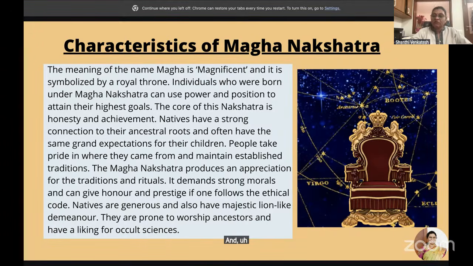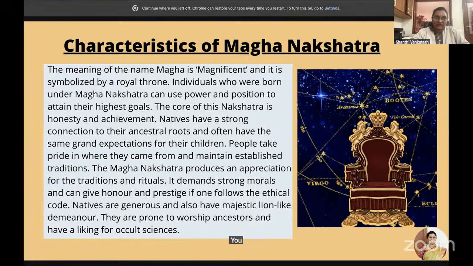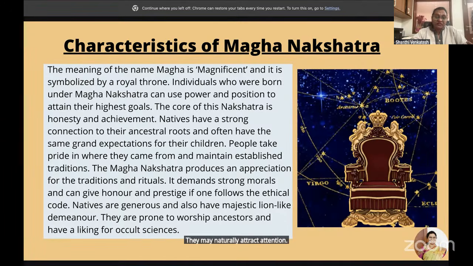And since it is found in Simha Rashi, they have got natural leadership qualities. They can be very authoritative. They have got very good leadership qualities, and they are comfortable in occupying positions of responsibility and leadership. So you look at a person who's born in this nakshatra, they have got a very commanding kind of presence. They may naturally attract attention. They do not seek attention, but whenever you see this person, you'll be naturally attracted. They command that kind of respect.